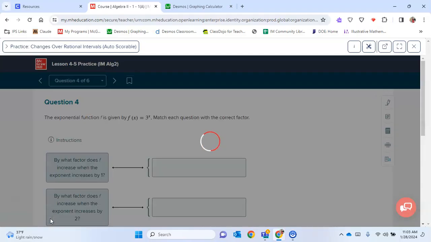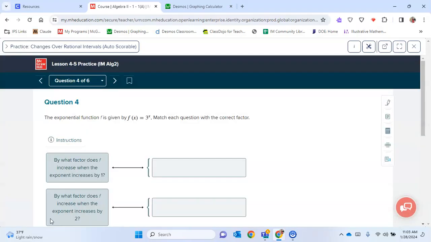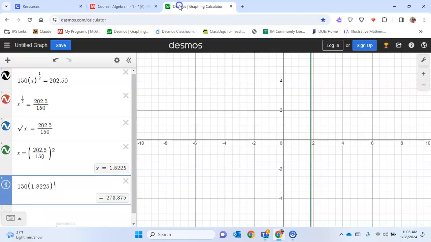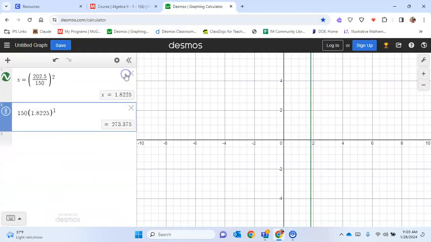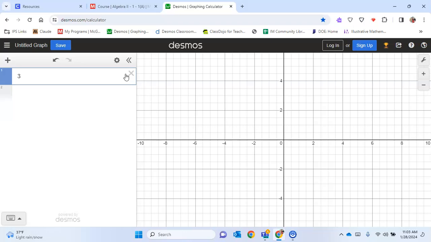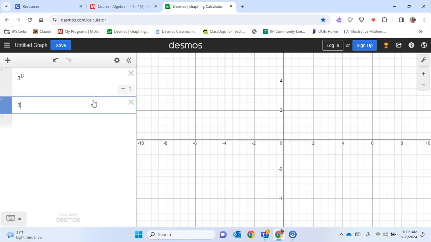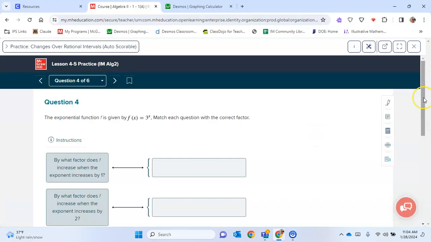Question 4. The exponential function f is given by f of x equals 3 to the x power. Match each question with the correct factor. By what factor does f increase when the exponent increases by 1? Alright, so when the exponent increases by 1, if it was 3 to the 0 power, anything to the 0 power is 1. When it's 3 to the first power, you can see 1 times 3 is 3. The factor is 3.